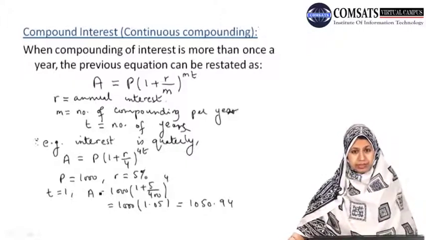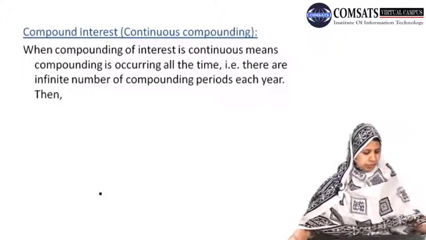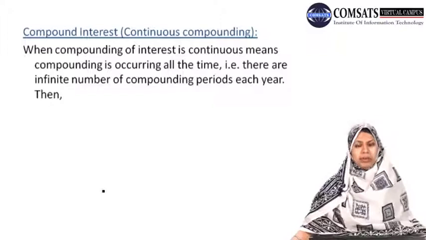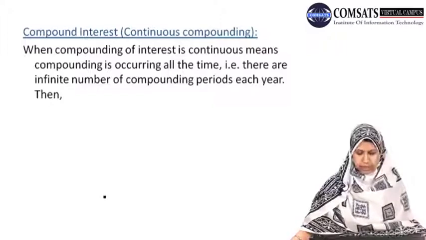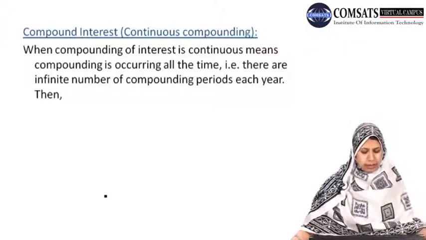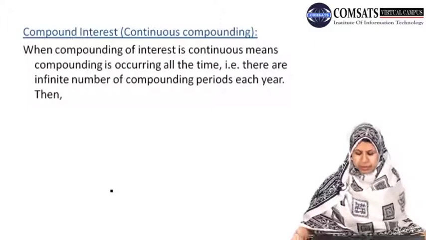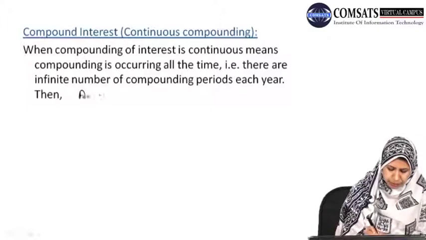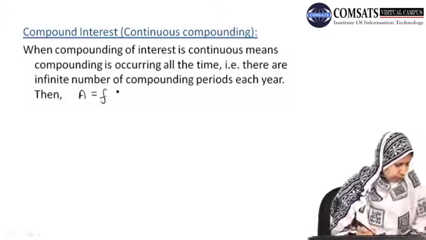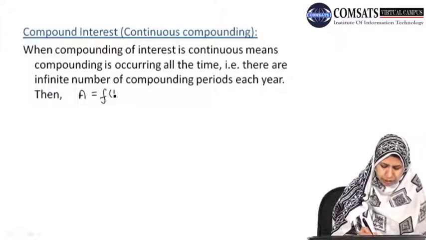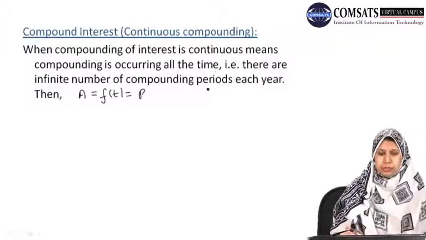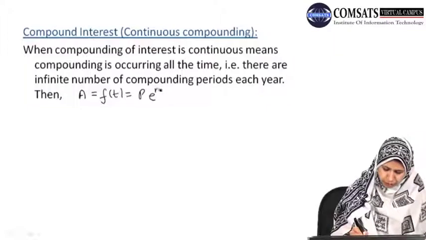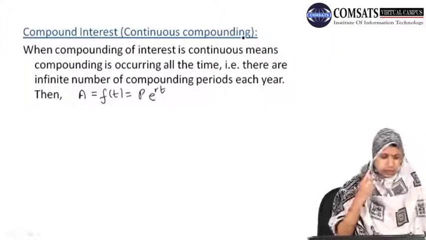But if the interest is continuous, for example, when compounding of interest is continuous, meaning compounding is occurring at all times, that is, there are an infinite number of compounding periods each year, then A will be a function of time, equal to the principal amount into exponential of the interest rate into time t.